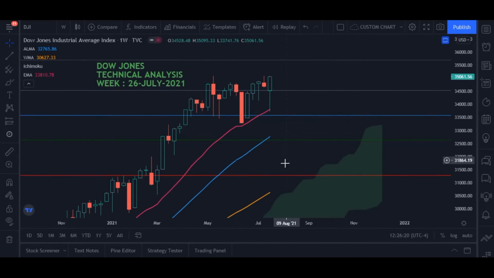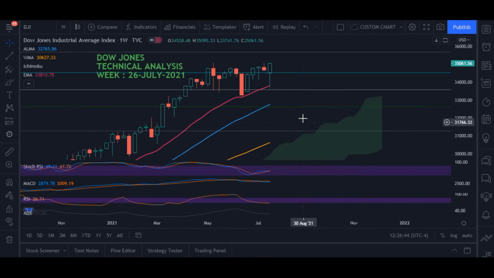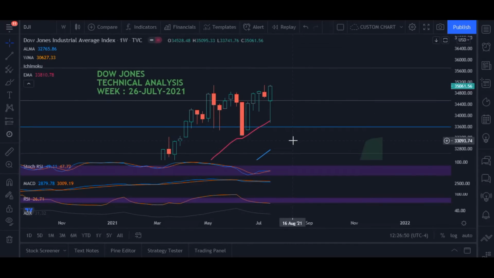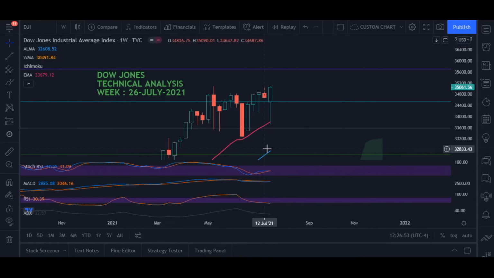Now if we look into the Ichimoku, Ichimoku is also supporting the bull trend, and also there is no chance of the market hitting the Ichimoku in this month. If we talk about some more technical indicators, first we have the stock RSI. The stock RSI was moving up, but then this thing happened. Initially on Monday, the market came down very heavily, and then it bounced back, because of which the momentum that the market was gaining initially, it has lost.